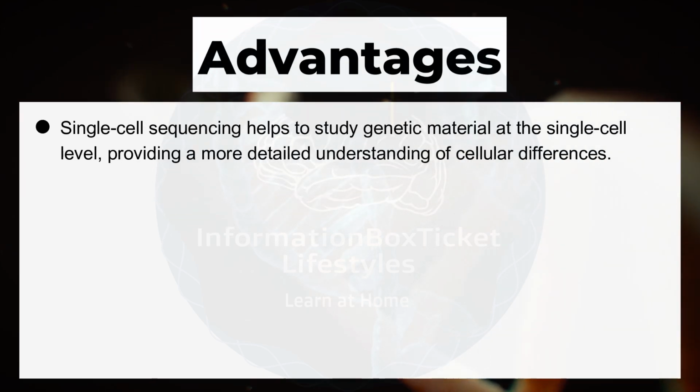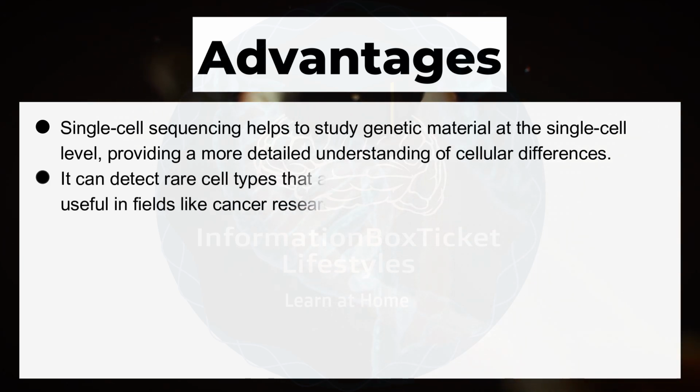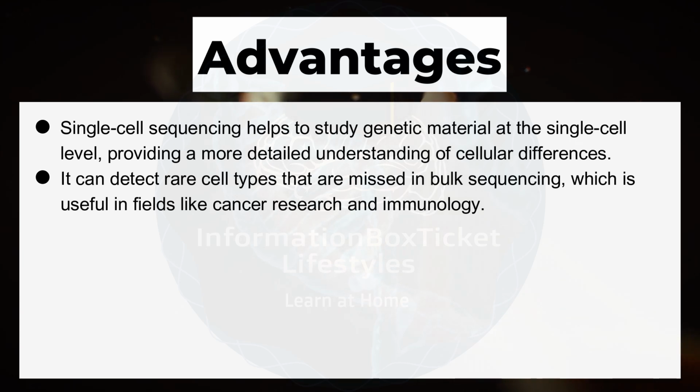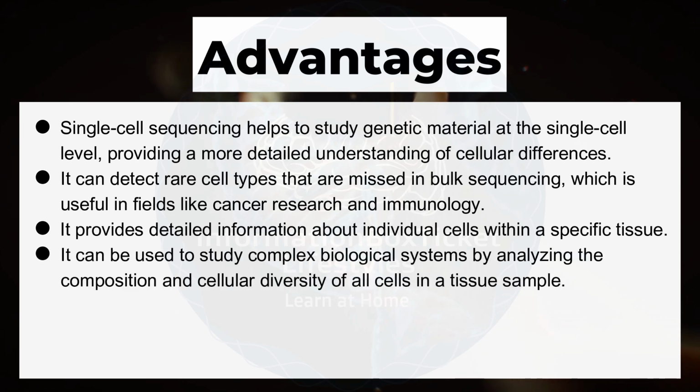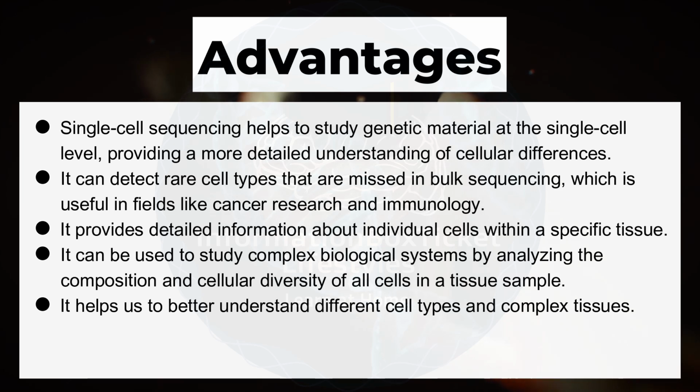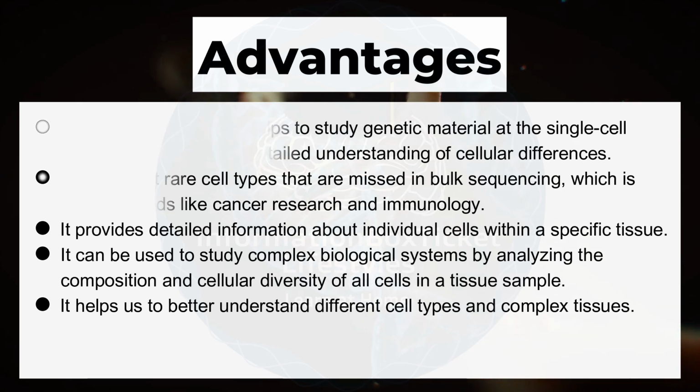Advantages of single-cell sequencing. Single-cell sequencing helps to study genetic material at the single-cell level, providing a more detailed understanding of cellular differences. It can detect rare cell types that are missed in bulk sequencing, which is useful in fields like cancer research and immunology. It provides detailed information about individual cells within a specific tissue. It can be used to study complex biological systems by analyzing the composition and cellular diversity of all cells in a tissue sample. It helps us to better understand different cell types and complex tissues.